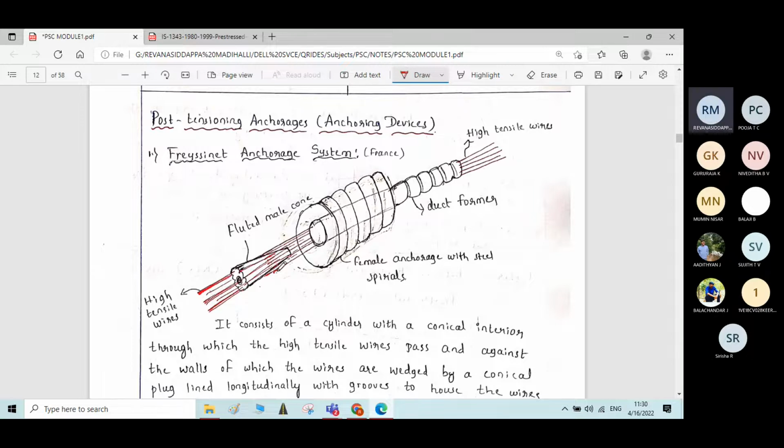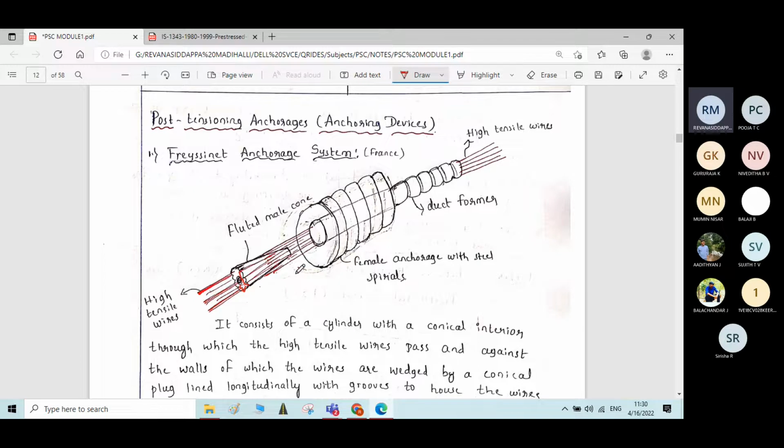You can see in this figure there is a fluted male cone. It is a cone shaped element in which the high tensile wires will be placed. Here we have some grooves at this point. At this point, multiple wires will be held with proper grip, and the tensile wires will be stretched to the required degree and properly anchored.